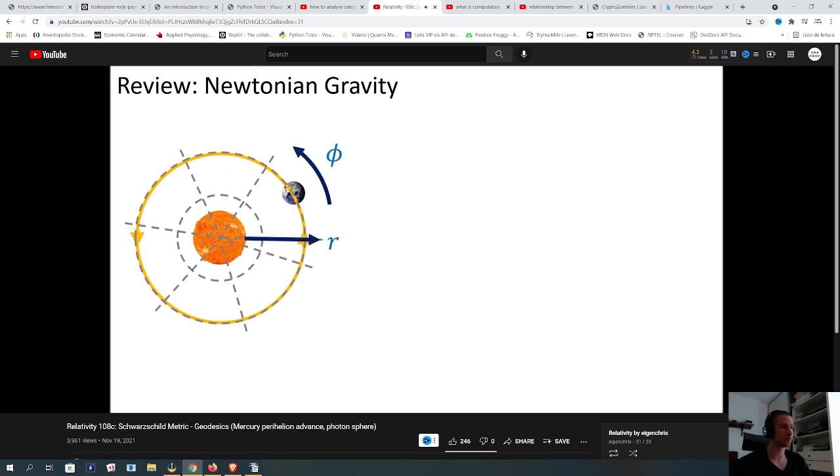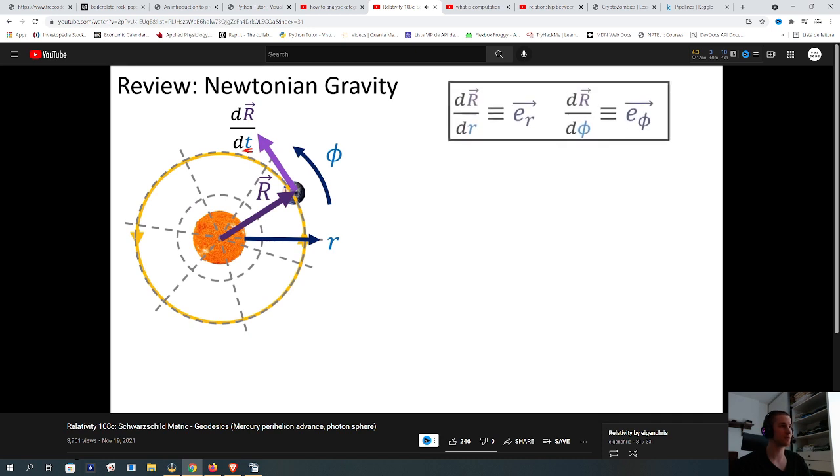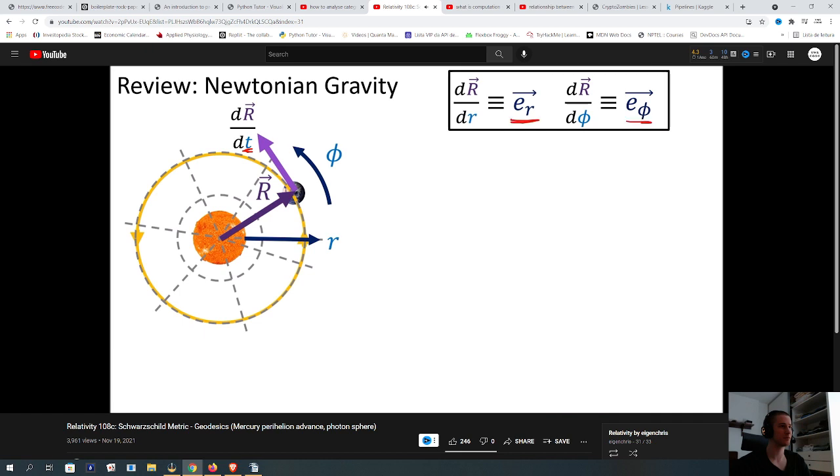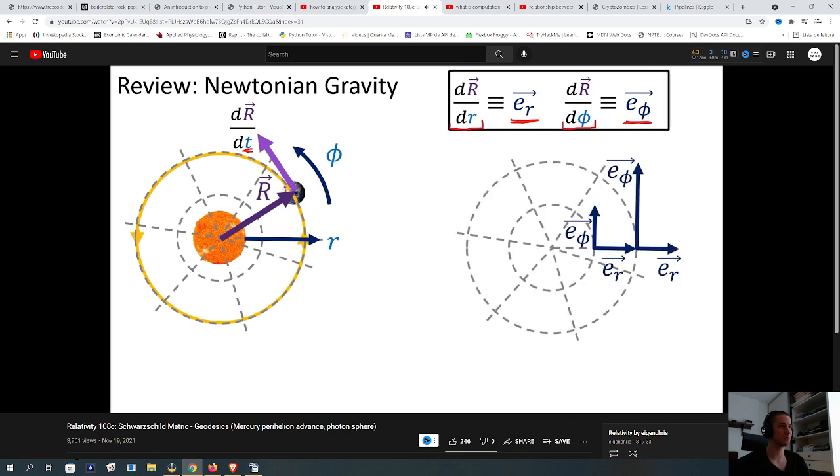Let's say we're looking at the coordinates of a planet orbiting a star, using the 2D polar coordinates r and phi. The planet's position vector is capital R, and its velocity vector is dR/dt, where t is the universal Newtonian time coordinate. The basis vectors for this coordinate system, e_r and e_phi, are just the partial derivatives of the position vector with respect to r and phi.